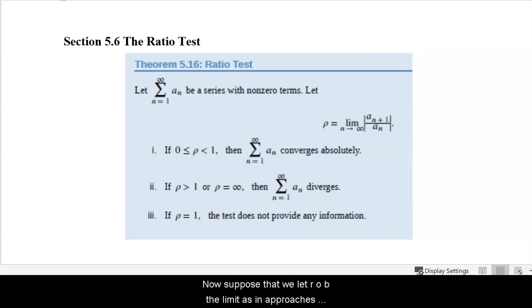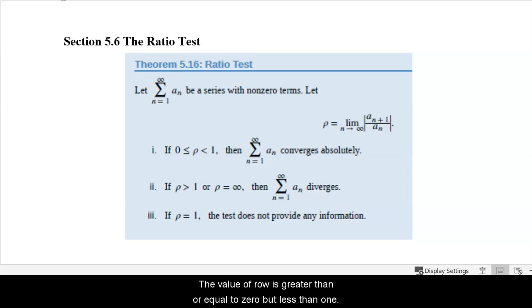Now suppose that we let rho be the limit as n approaches infinity of the absolute value of the ratio of the n plus first term of the sequence divided by the nth term of the sequence. The letter there that looks like an italicized P is in fact the Greek letter rho, spelled R-H-O. It does represent the letter R in the Greek language.